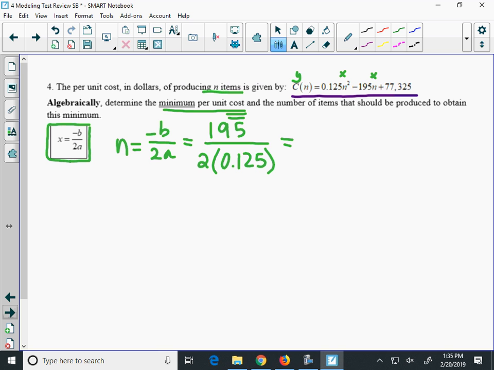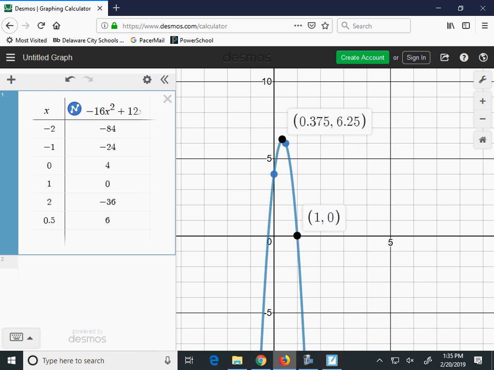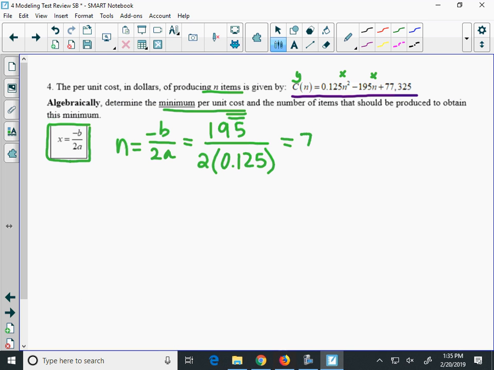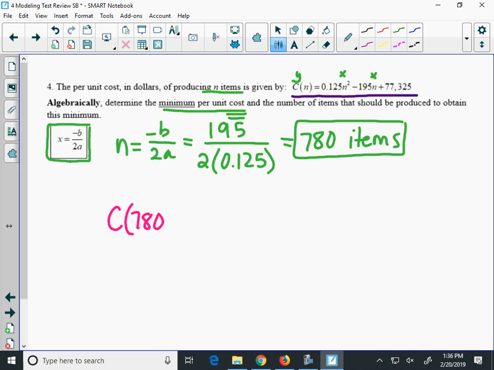Now, I would use Desmos to help me here. I would type into Desmos 195 divided by 2 times 0.125. And you get that the n, or the x of our coordinate, is 780. And that would be 780 items. Well, that's half of what we want. We know that it takes 780 items to produce the minimum cost, but now we need to actually find the cost of producing 780 items.